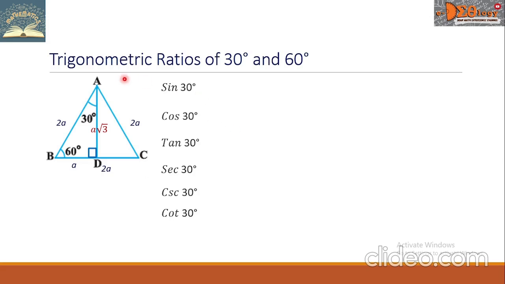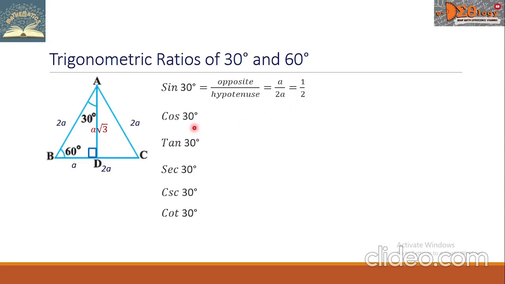Now let us write the trigonometric ratios of 30 degrees. Let's begin with sine 30 degrees. We know that sine equals opposite over hypotenuse. Looking at the figure, the 30 degrees is here. So we write the values. The opposite is A over 2A, which is the hypotenuse. We can simplify this by canceling A, so it becomes 1 over 2.